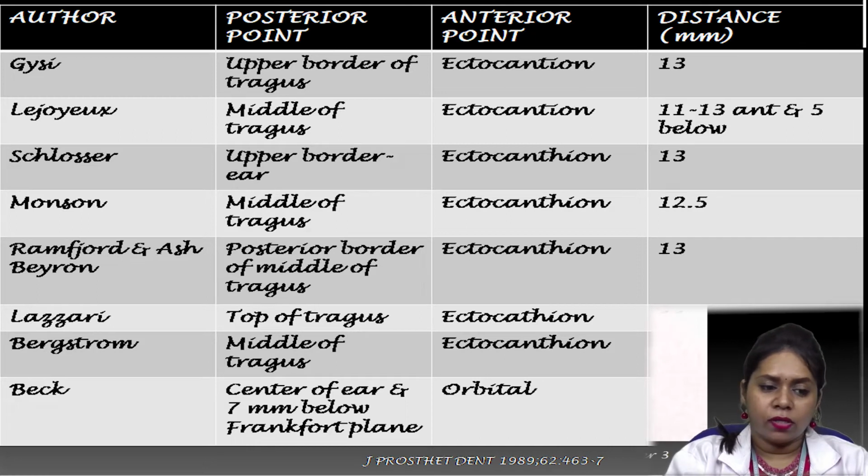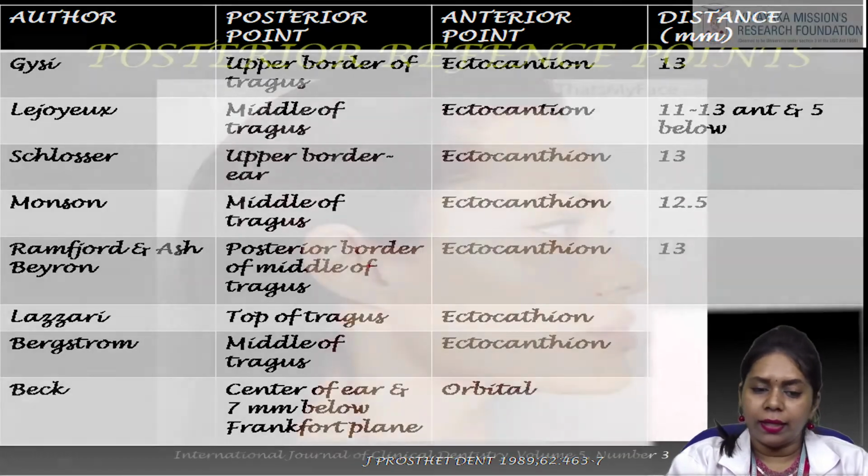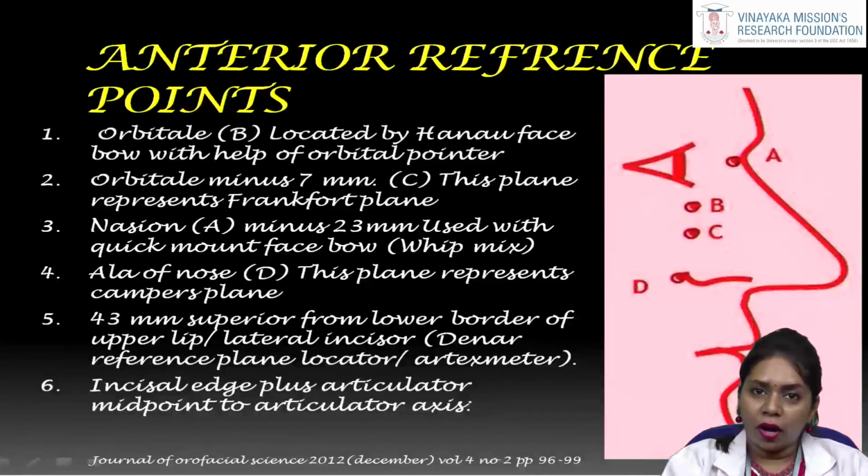There are many more points given by various authors, such as the Brekstrom point, which is 10 mm in front and 1 mm below on a line present from the middle of the tragus to the ectocanthion. There is Beck's point, which lies 10 mm in front from the center of the ear and 7 mm below the Frankfurt's horizontal plane. There are many more points given by various authors, such as Dawson, who propagated the palpation of the condyle itself.